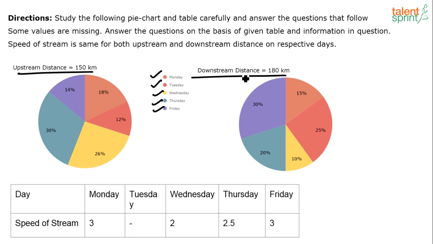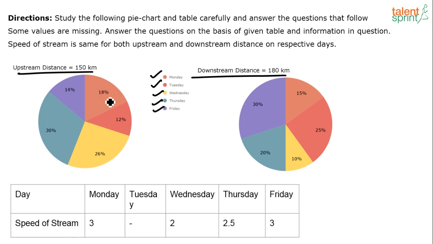Similarly, downstream distance on Friday, 30%. 30% of what? Friday is this color, right? So 30% of 180 kilometers. Yeah. So clearly from the two pie charts, we can find out the upstream distances and downstream distances for each of the days from Monday to Friday. Percentages have been given, you can do the calculation. And you have to be really quick in doing this calculation.